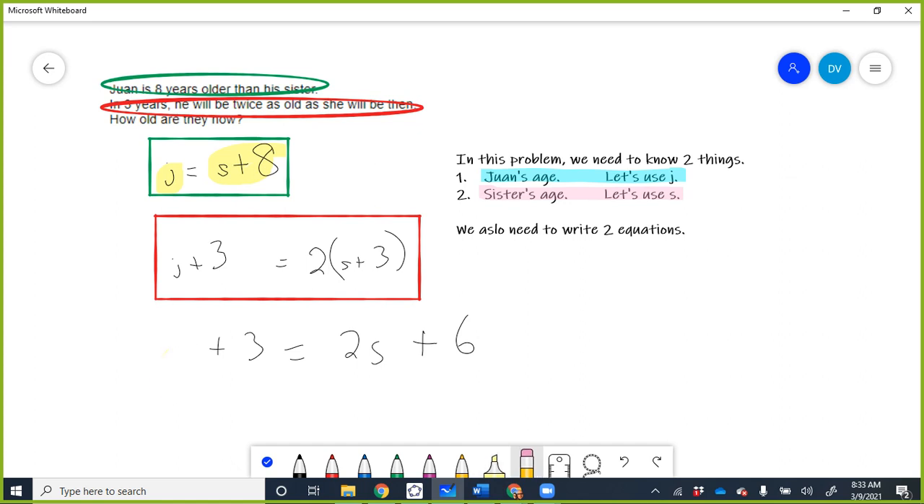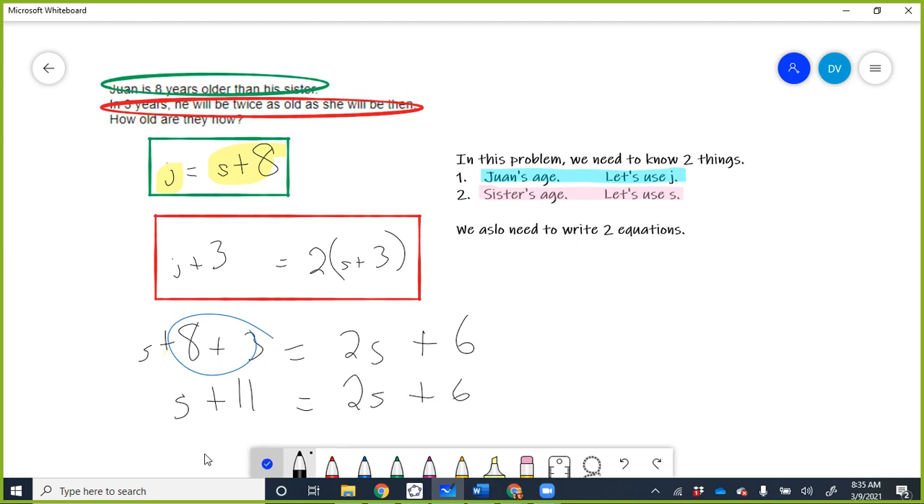I see a J right here, so I'm going to erase it and replace it with S plus 8. And now, even though it's a little bit longer equation, it's a little bit simpler because it only has one variable, the letter S. So if we simplify what we have here, we've got 8 plus 3, that's 11. So S plus 11 is equal to 2S plus 6.